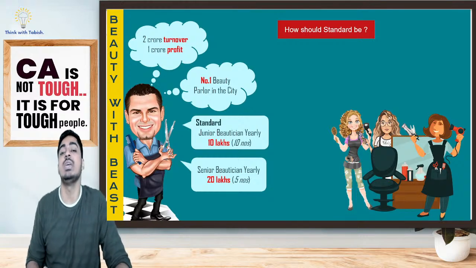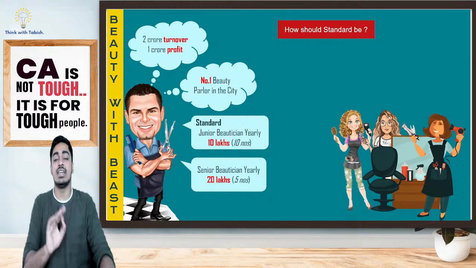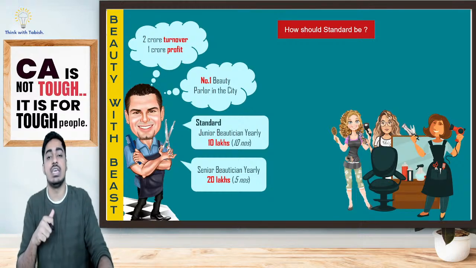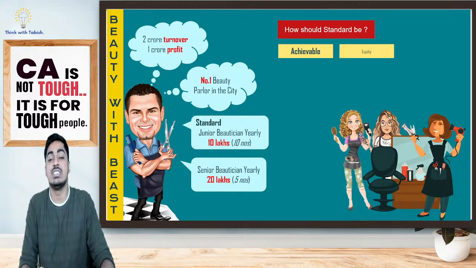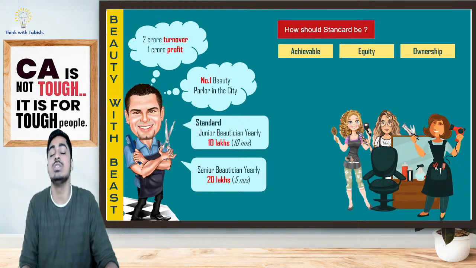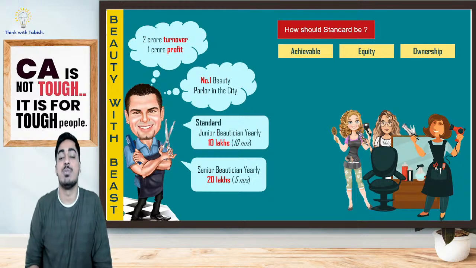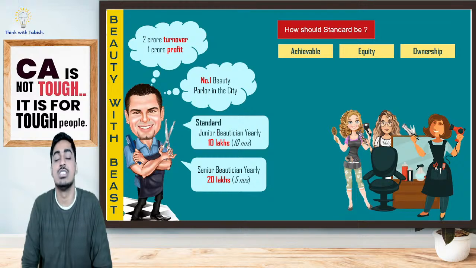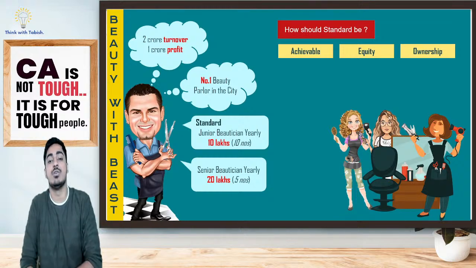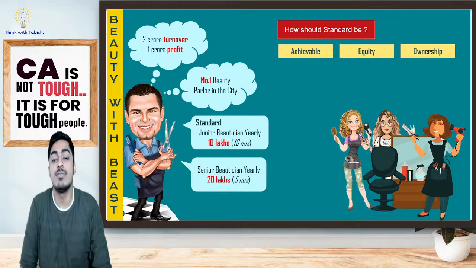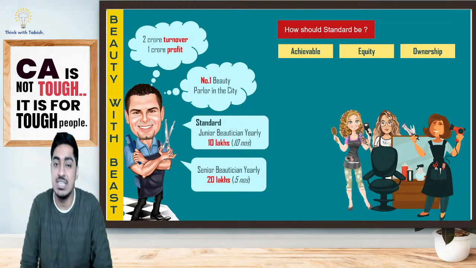Now how should my standard, my target, be? My target should be AEO. My standard should be AEO. What is AEO, students? A means it should be achievable, E means it should be equity, O means it should be ownership. Firstly, my standard should be achievable. Suppose I give a standard which is not achievable at all. Will it motivate my employees? Suppose I say tomorrow morning I will study for 23 hours. Will you ever wake up from your bed, students? No. Your standard should be difficult, but it should be achievable.